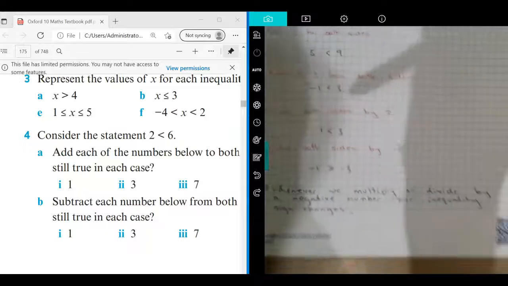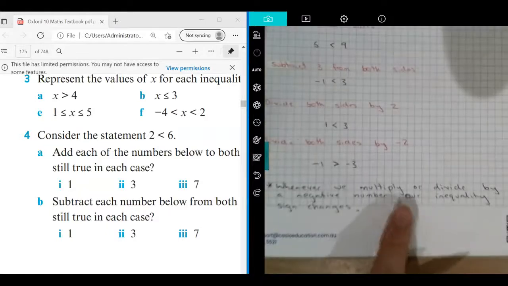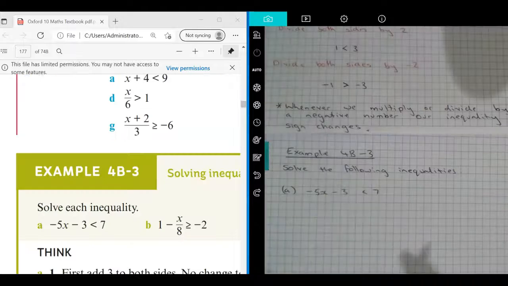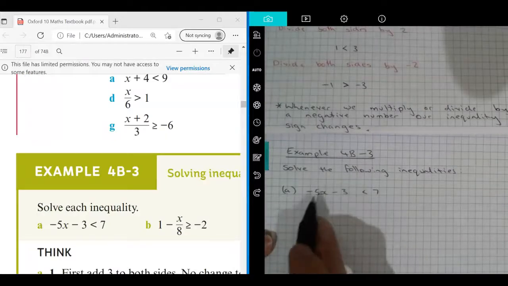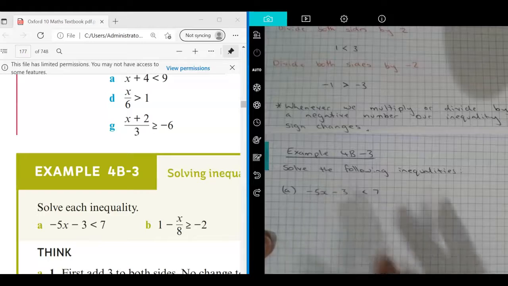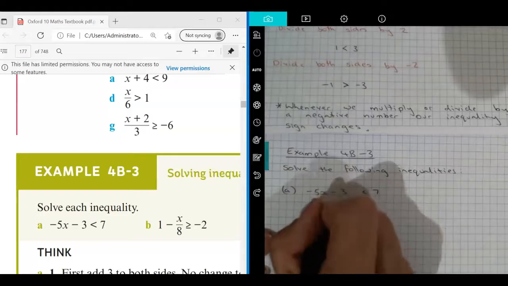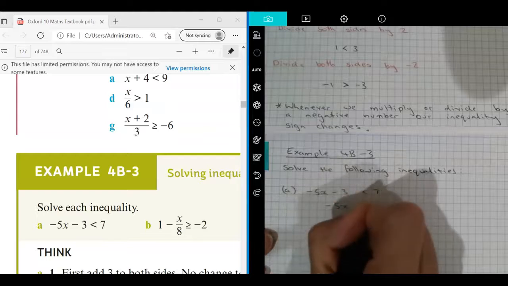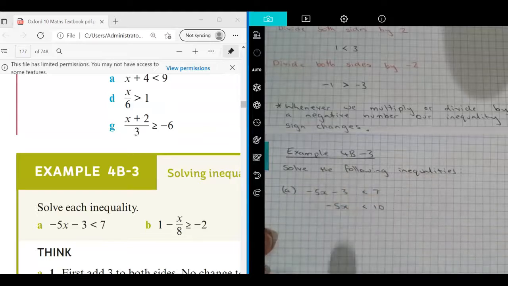So whenever we multiply or divide by a negative number, our inequality sign changes. So let's see this in practice. Here I have an inequality, so let's get x by itself. I start by adding 3 to both sides. So minus 5x will be less than 10.